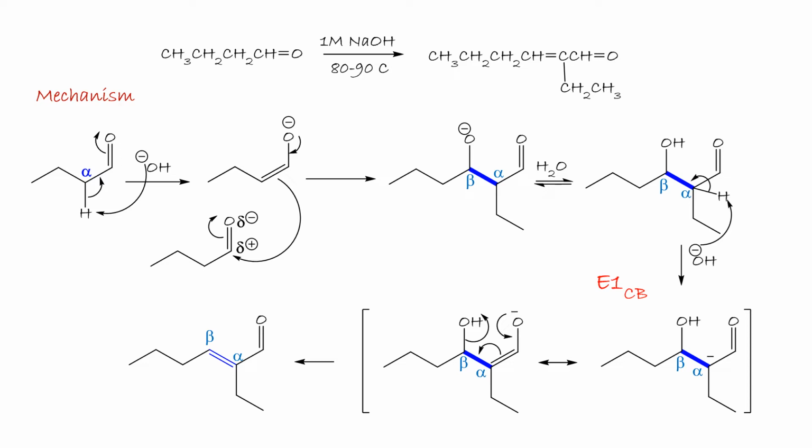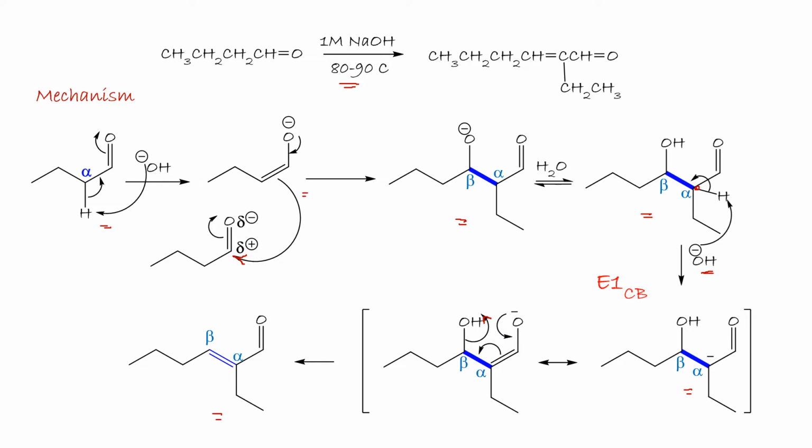In 1 molar sodium hydroxide, elevating the temperature to 80-90 degrees Celsius, we get the alpha beta unsaturated aldehyde. The mechanism is the same: deprotonation, forming enolate, nucleophilic attack of the enolate on the carbonyl carbon to form this anion, protonation to give beta hydroxycarbonyl. Another molecule of the base will attack the alpha hydrogen again to form enolate. This enolate will lose OH to form the final product.